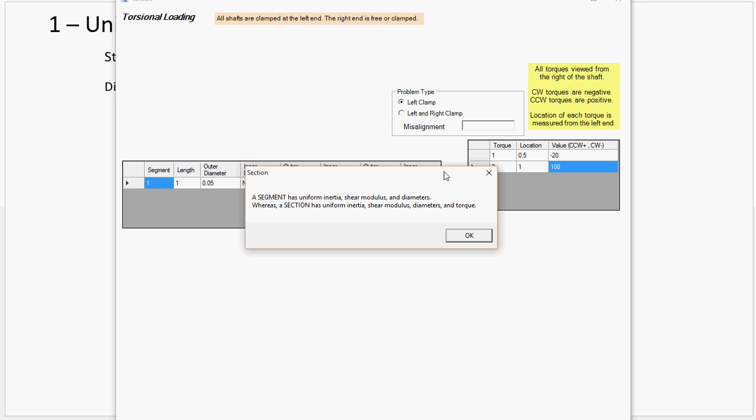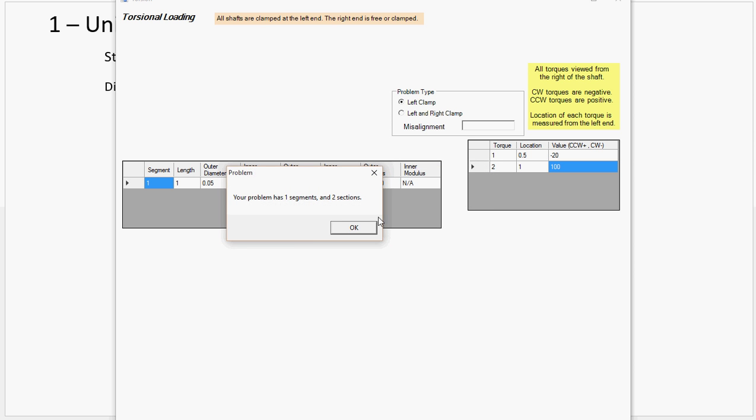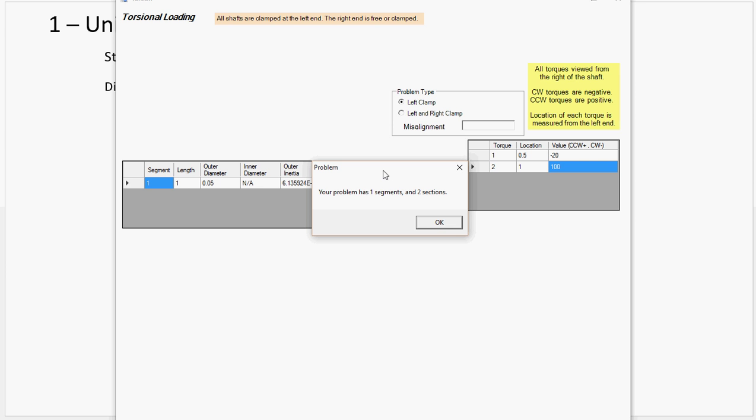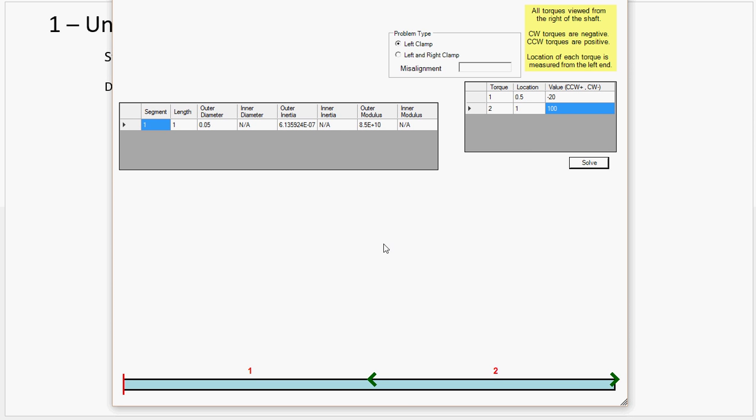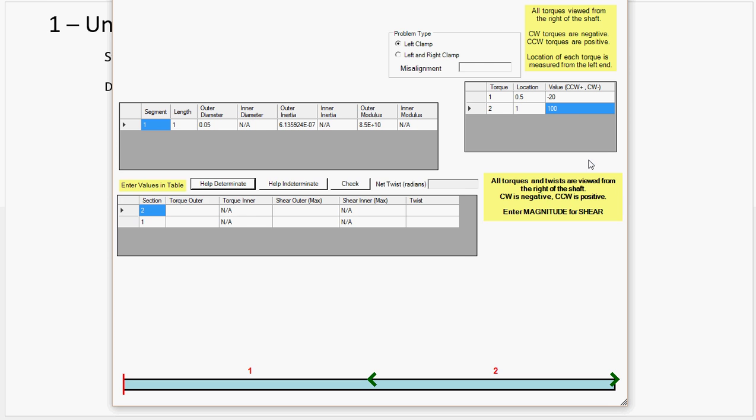Here it's just reminding you the difference between segments and sections. This one is going to have 2 sections because of that load applied in the center. And we can draw it. There it has it drawn for us. Okay, we can begin the solution.